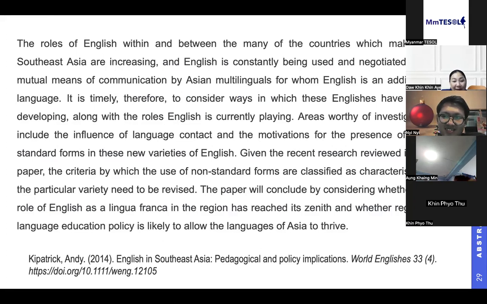This one is from World Englishes. Andy Kirkpatrick used to work in Myanmar before 1988. No, is it 1988 or 1997?